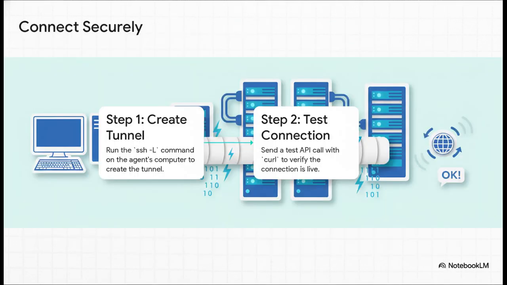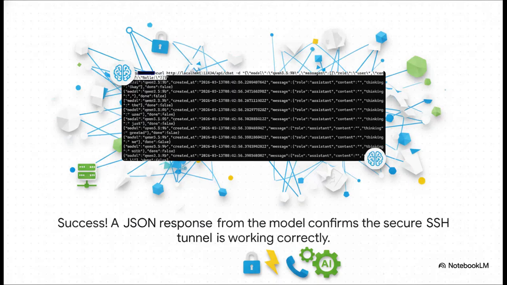And setting this up is just a quick 2-step deal. First, you run a single command on the agent's computer. That creates the tunnel. Then you just send a little test API call to make sure the connection is actually live and working. That's pretty much it. And boom, this right here is what success looks like. When you run that test, you should get a little JSON response back from the model. That's your confirmation. Your secure hotline is officially open, and your agent can now talk to your local AI brain.